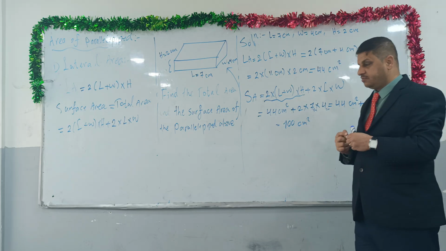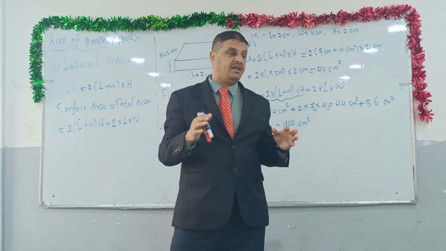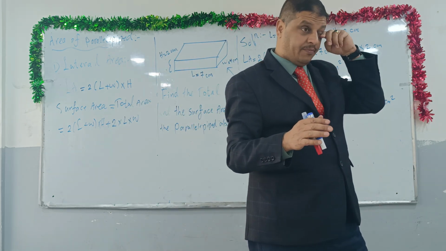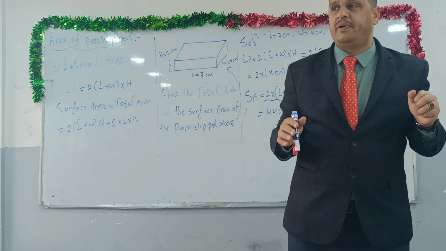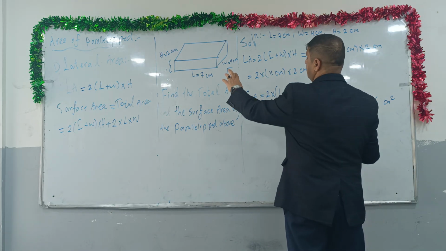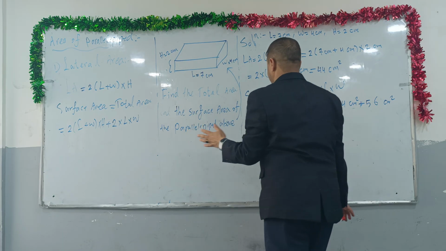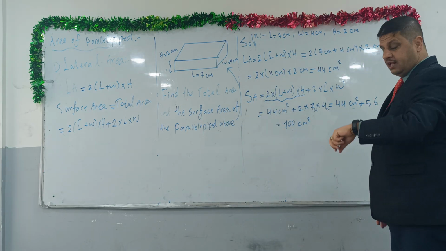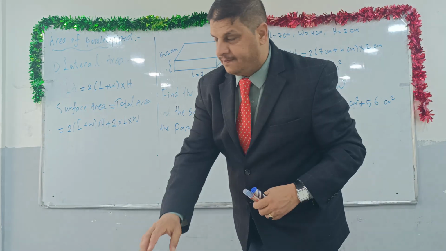By this way, I can find the area, the total area and the surface area, of any parallelepiped. This is a parallelepiped which is in front of you, and this is how to find its area. Let's take another example.